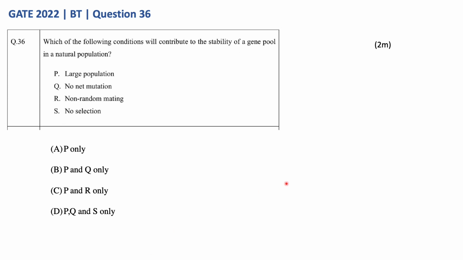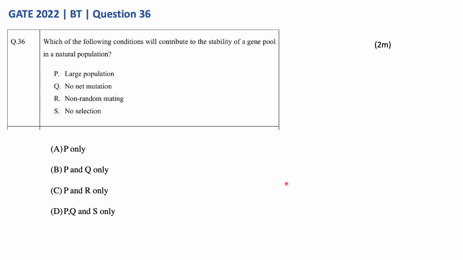So coming back to our question, which of the following conditions will contribute to the stability of a gene pool in a natural population? Option P, large population, is true because the larger the population, the more stable is the gene pool. And option Q, no net mutation. Like we saw, this option is also true because mutations are necessary to maintain diversity, but large mutations are not favorable. And option R, non-random mating.